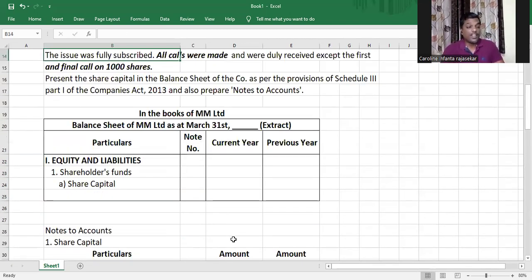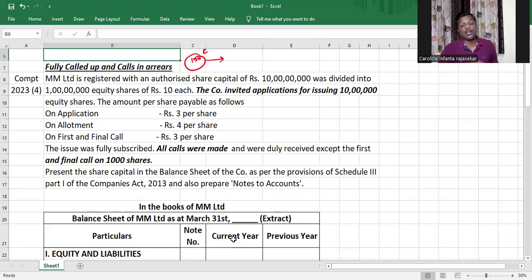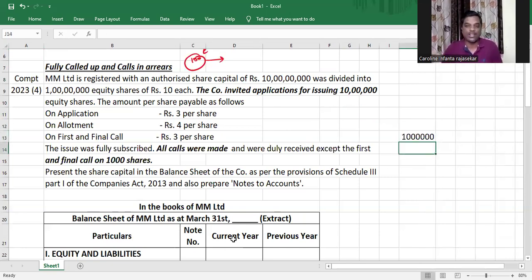Now, out of the 10 lakh shares that had been issued, all the 10 lakhs were subscribed, but on 1000 shares, there were calls in arrears. So, on how many shares was the amount fully paid up also, apart from being fully called up?